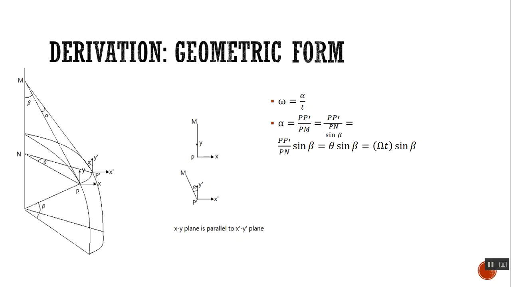In the sector P prime Pn, PP prime over Pn equals theta, and so alpha equals theta times sine beta equals omega t times sine beta. Here, omega is the angular velocity of the Earth. In this way, we can find the relationship between uppercase omega and lowercase omega. And lowercase omega equals uppercase omega times sine beta. So we can find the period of the Earth rotating with this formula, which is T pendulum equals T Earth over sine beta.